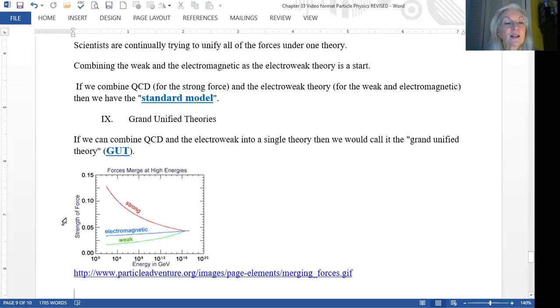The graphic sort of helps us understand why we might think that's possible. If you look at the strength of the force and the energy associated with it in GeVs, notice it's not MeVs, it's GeVs, a power of 1,000 more, you've got the strong nuclear, the electromagnetic, and the weak, and they seem to all merge at high energies. And so that's why we assume that perhaps the theory can merge if we end up with a high enough energy.